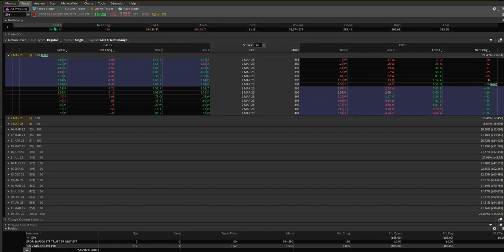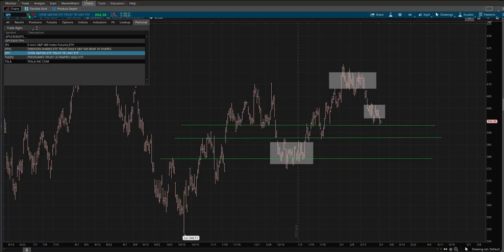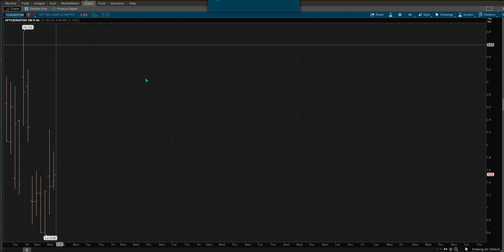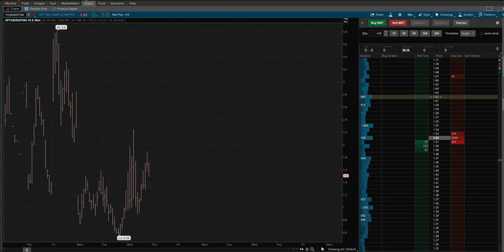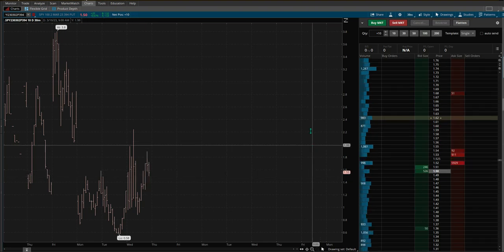Okay, so let's go back into the charts. Let's pick out that option. Here it is. Let's go into 30-minute. So this is where we purchased our option back in the active trader, which is right here. And you can see we bought our options here, and now the market's down here, so we lost. So now we want to get out.